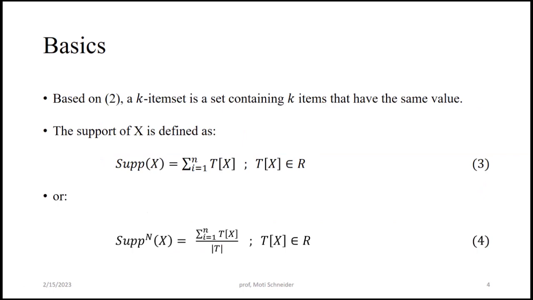Based on the concept of item set, or K item set, as we call it, where K is the number of items in the item set, we can define what is called the support, which we can either compute as a nominal number, which means how many times a particular variable appears in the data set, or we can do it proportionally, which means the number of times the entry appears in the data set divided by the number of total possible cases.